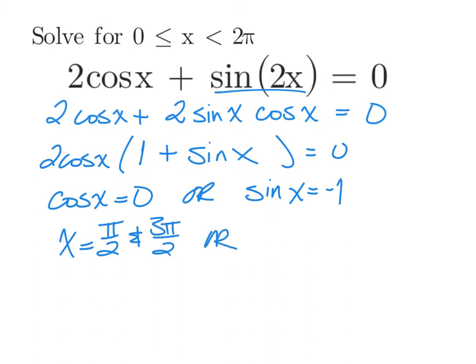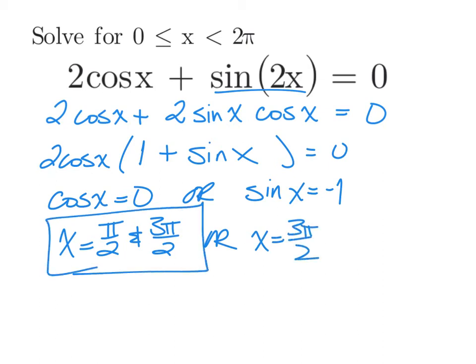For sine, there's only one place where the sine of x is equal to -1, and that's when x is at 3 pi over 2. So our solutions are pi over 2 and 3 pi over 2. It's just that 3 pi over 2 shows up twice.